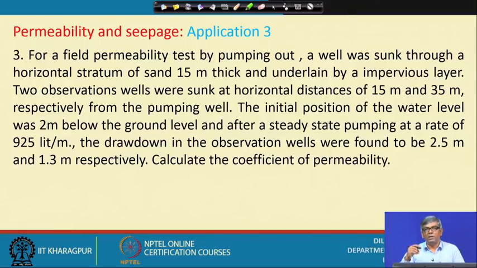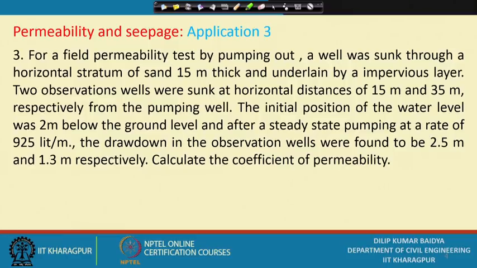Another thing is, at some distance from the main well there will be an observation well, and in that observation well also we have to see how much the drawdown is. Drawdown will not be the same as it is in the well. If you go away from the well, your drawdown will be reduced. So, that application is shown here.